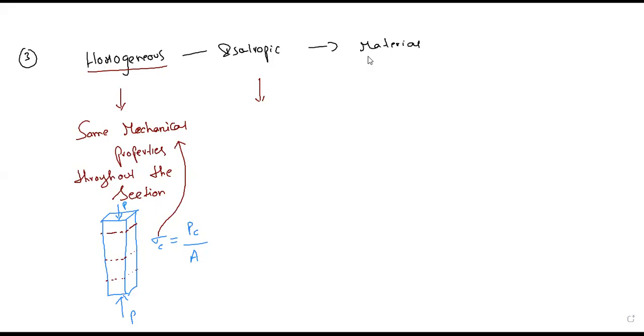Then what do you mean isotropic? Elasticity. Identical elasticity. Very good. Same, identical elastic constants. So let us take a member, a column.